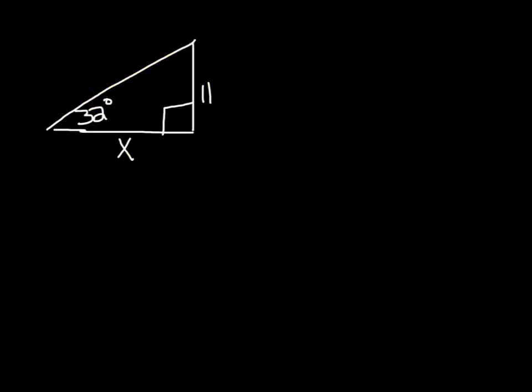We can use the tangent ratio to solve for one side of a right triangle. If you only have one angle and one side, you can use trig functions, and today we're using the tangent trig ratio to solve for the sides of the triangle. If we have this angle here that is 32 degrees, we can say tangent of 32 degrees equals our side opposite, which is 11, over the side adjacent, which is x.